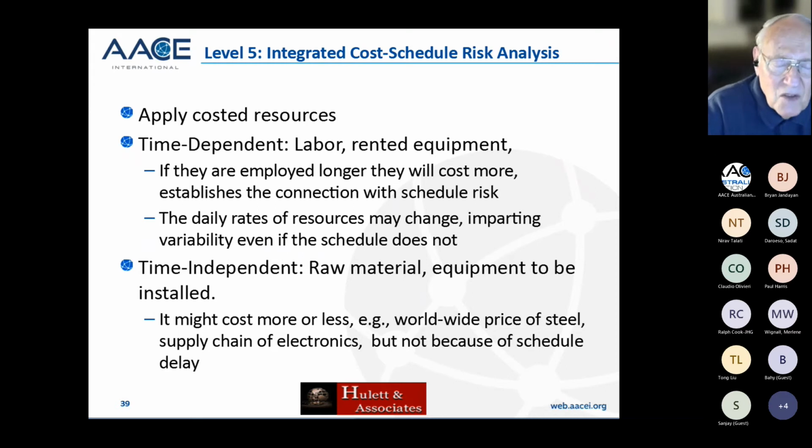A lot of people don't like to use resources, so these software packages have the opportunity to put the costs into an Excel spreadsheet and enter that into the software. But you still have to parse those out into how they affect various activities in the schedule. So I'm not sure that it helps much, but it is possible.